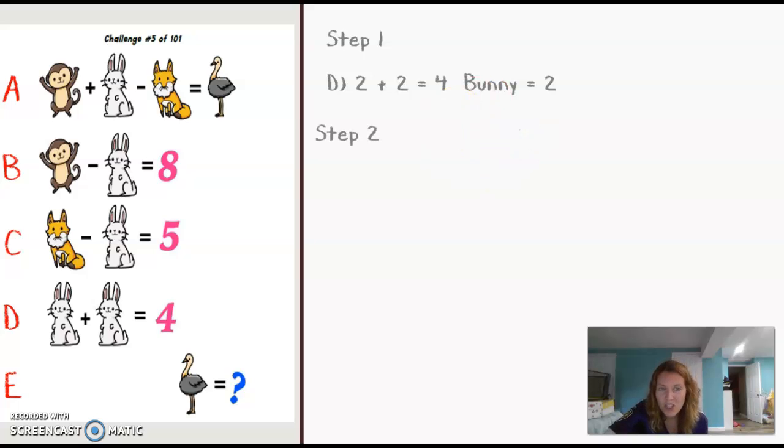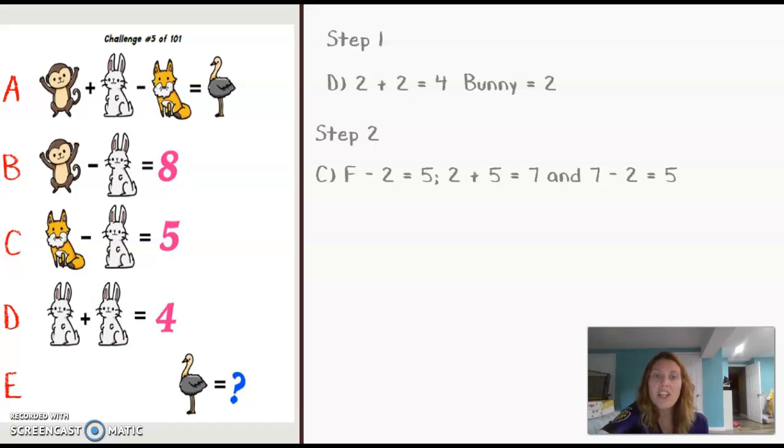So in step 2, I'm going to think about my fox. I'm going to use f for fox, the variable f, minus 2 because I know the value of the bunny is 2, equals 5. So f minus 2 equals 5. To solve that, I can use inverse operations to know that 2 plus 5 equals 7 and 7 minus 2 equals 5. Therefore, I know that the fox is equal to 7.